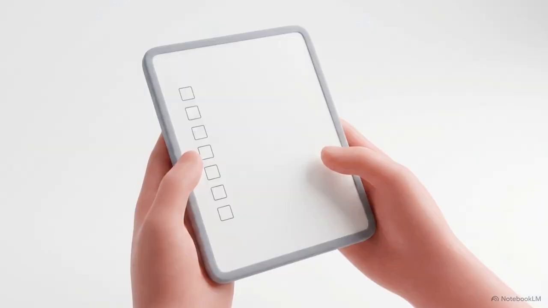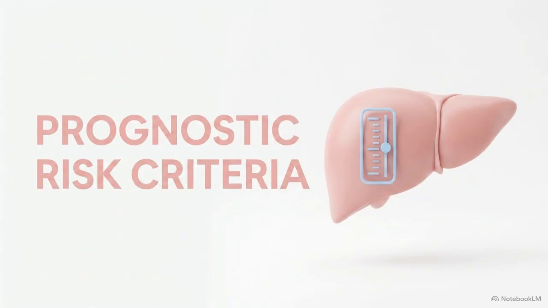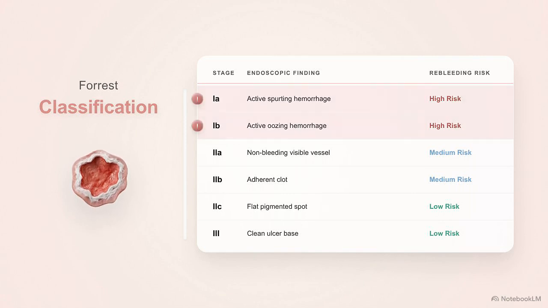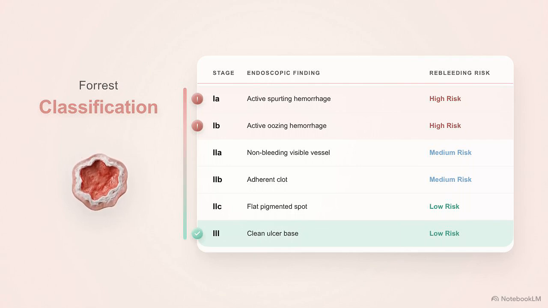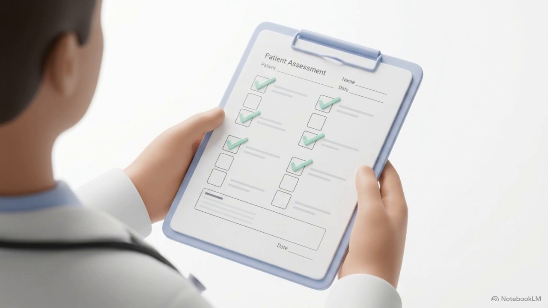Quantifying the risk in any GI hemorrhage requires the application of validated prognostic scoring systems. Criteria like BLEED, ROCKALL, Glasgow-Blatchford, and AIMS-65 predict rebleeding and mortality, while the Child-Pugh score grades the severity of underlying liver dysfunction. This data matrix outlines the FOREST classification, an endoscopic scoring tool predicting ulcer rebleeding risk. Stages 1A and 1B capture active spurting or oozing blood, indicating high risk. At the other end, Stage 3 represents a clean ulcer base, dropping rebleeding risk significantly.